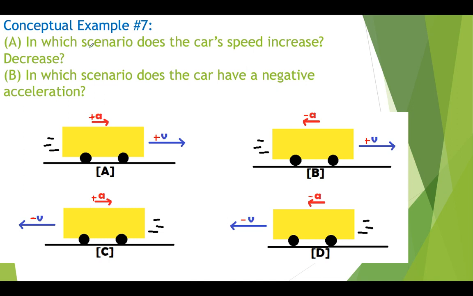In part A, we're asked, in which scenario does the car's speed increase? How do we know if an object's speed is increasing? What do we need to look at? To determine if speed is increasing, we have to compare the signs for the velocity and the acceleration. We talked about this in our last class, and we practiced it on the concept builders. If the signs are the same, the object will speed up. If the signs are opposite, the object is going to slow down.